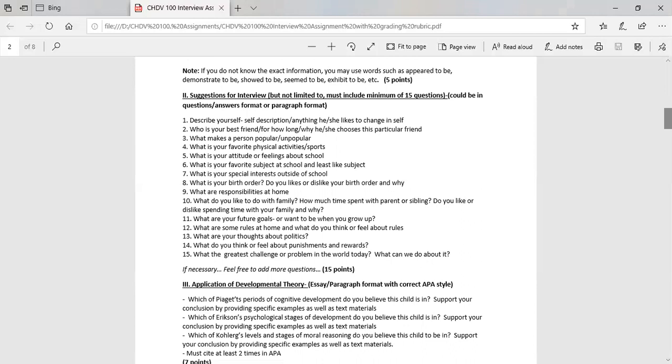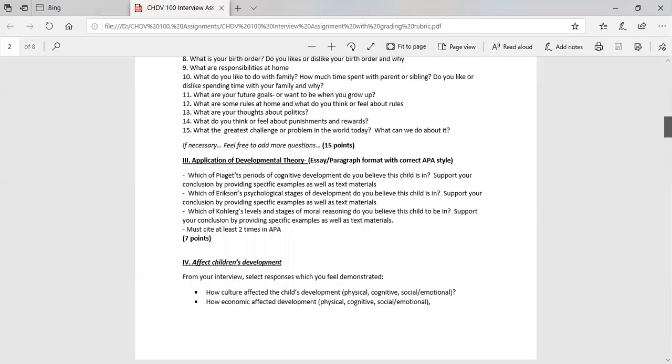What I was speaking on is not telling me question and answer. I don't want you to put question one, describe yourself, self-description, anything he or she likes to change about themselves. That wouldn't be what I'm looking for. What you're going to be saying is, Johnny said that he really likes that he is really good in school. He's really good in math. He really likes painting. He's into art. He said the thing that he would like to change is not being so shy. So you're not giving me the question and answer. You're just giving me the answer, but you're flowing it like an essay. This section is going to be 15 points. So it is a lot of points.